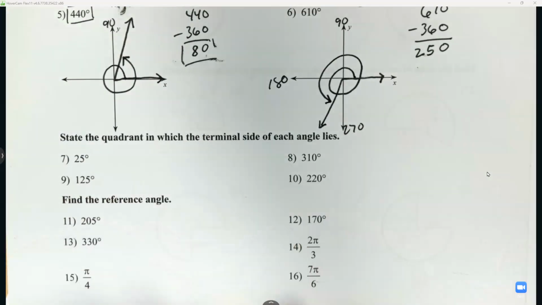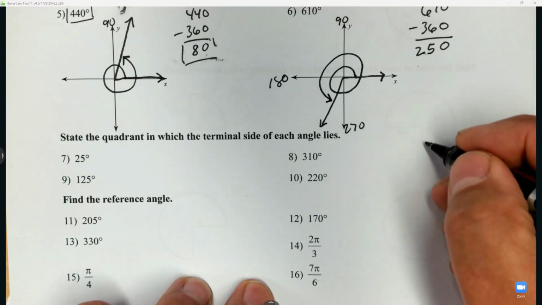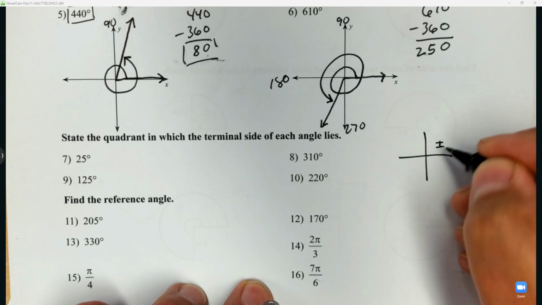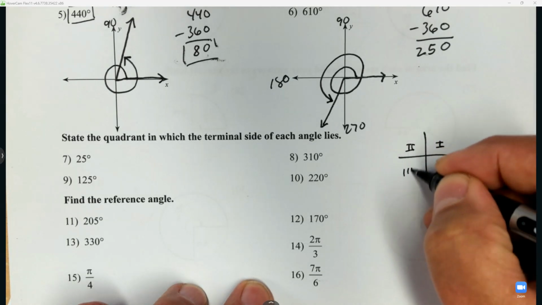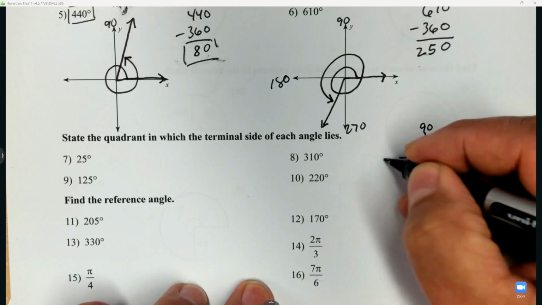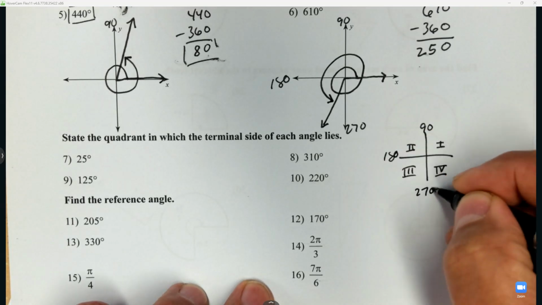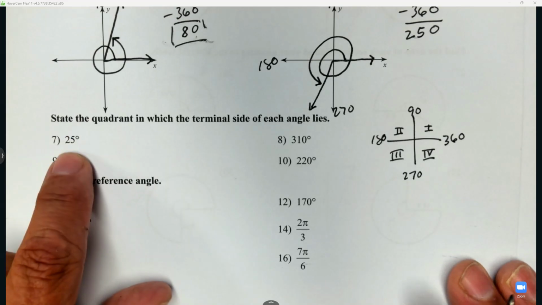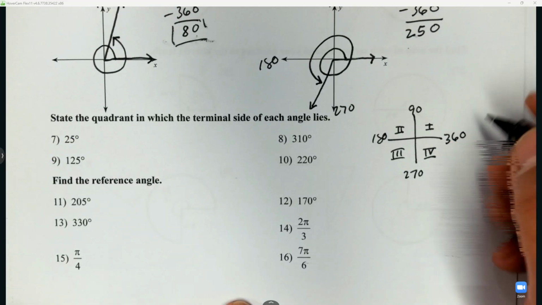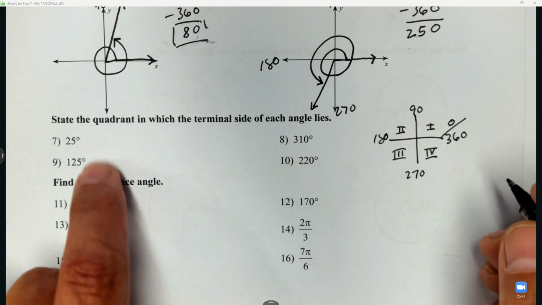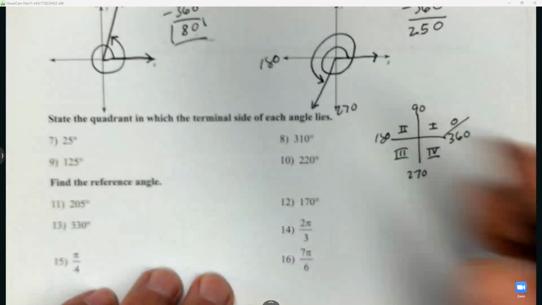All right, state what quadrant these are in. For all of these, on the side here, I'm going to draw a set of axes and count 1, 2, 3, and then 4. Then I'm going to go 90, 180, 270, and 360. Then 25 is in which quadrant? It's in between what and what. Again, this at the beginning is also 0. So 25 is between 0 and 90. That's quadrant 1.